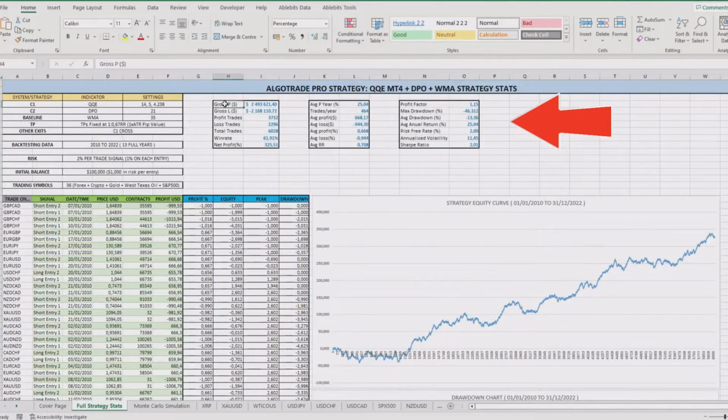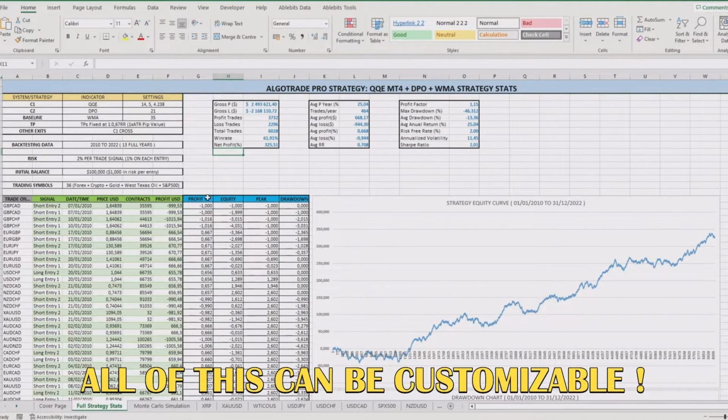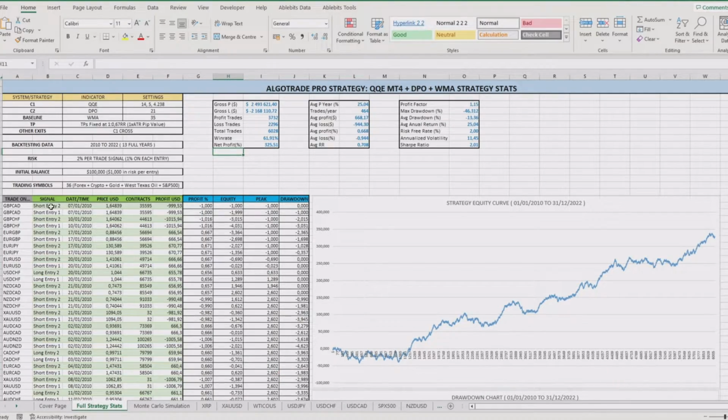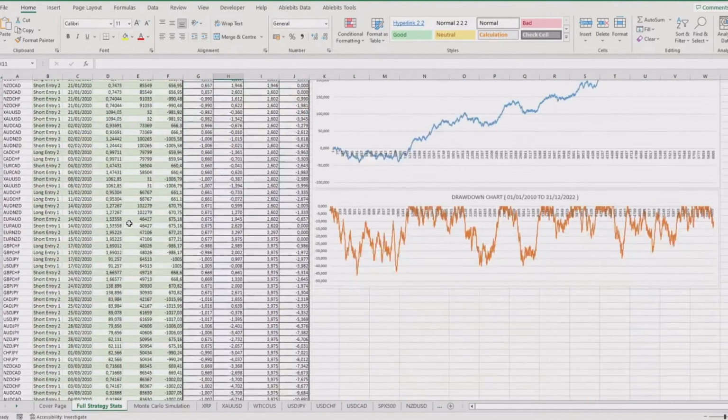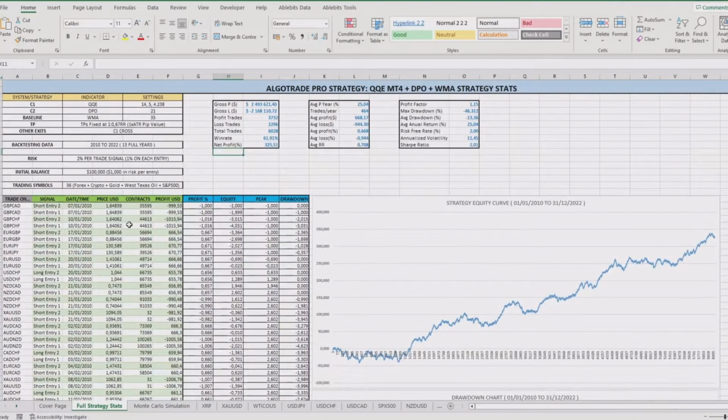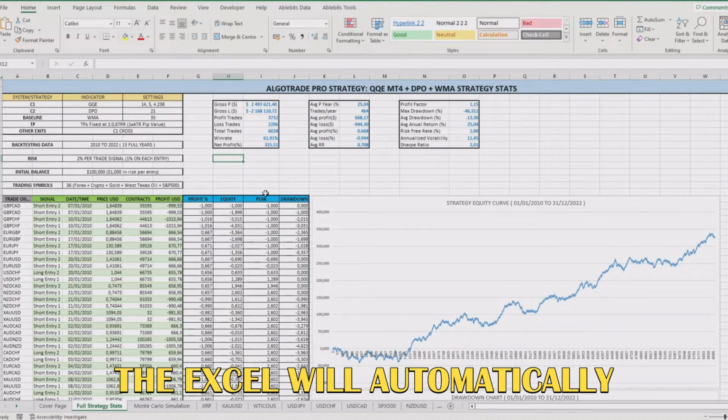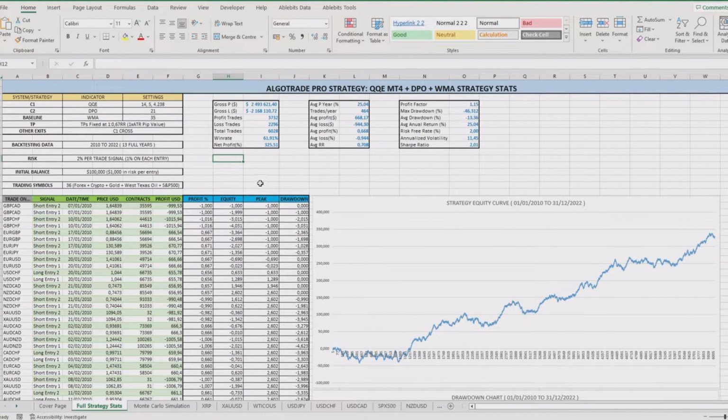Finally, here you will find several statistical information about the strategy, from its win rate, expected annual return, average drawdown, and even its Sharpe ratio. And all of this can be changed. If you just want to see the results of the strategy applied to the forex market, for example, then you just have to delete the remaining markets and the Excel will automatically update all the stats of the strategy.